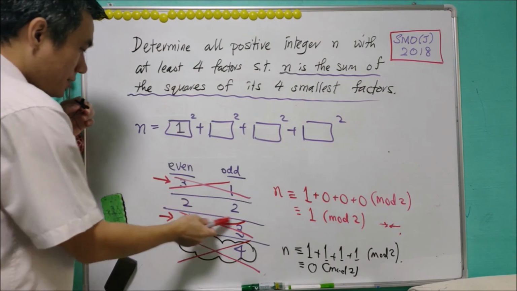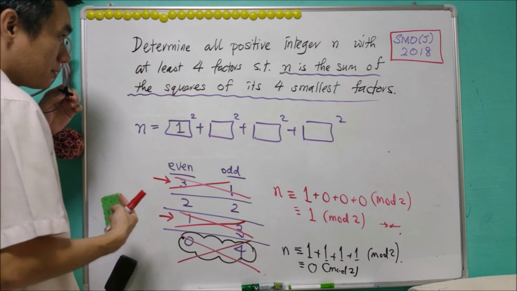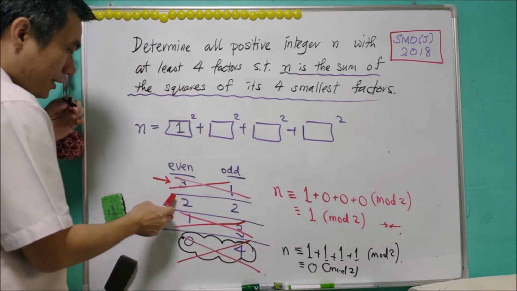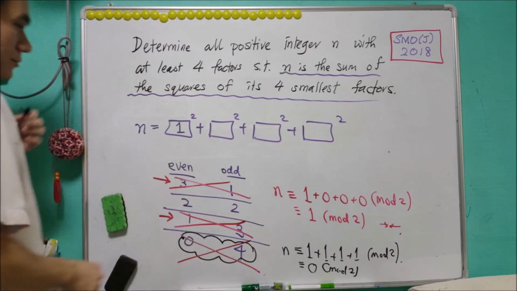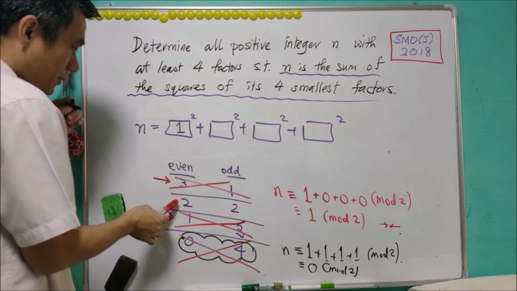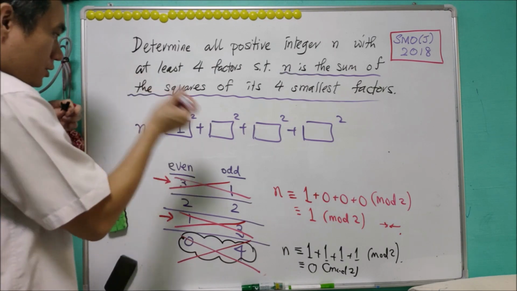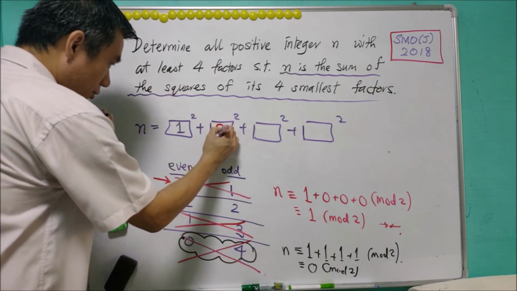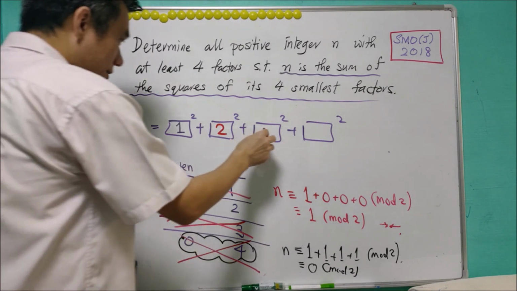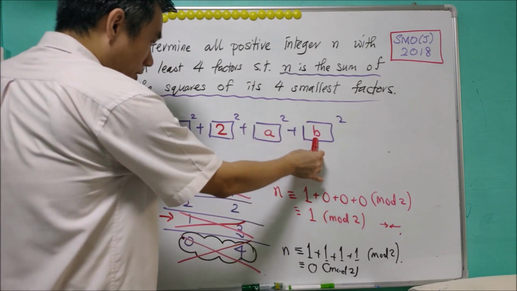It turns out that this is the only possible case, where out of the 4 smallest factors of n, 2 of them are even and 2 of them are odd. Since 2 of them are even, the number 2 has to be one of the smallest factors. So this will be 2. And let's say the other two are a and b, where one of them is even and one of them is odd.